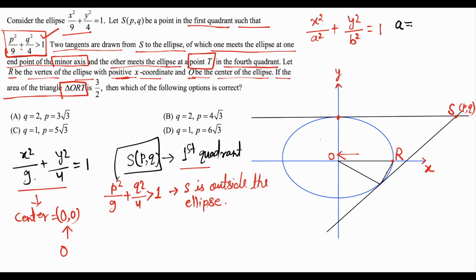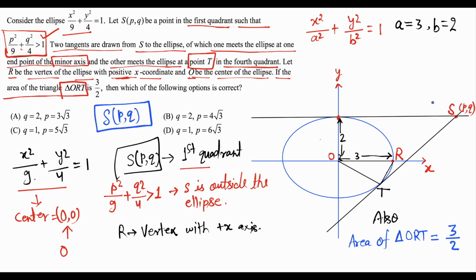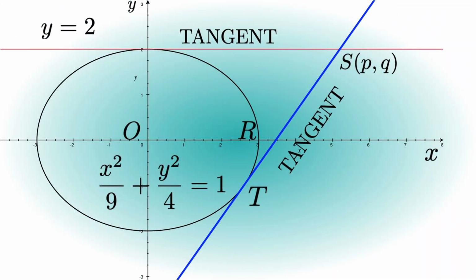The statement says that there is a point S(p, q) in the first quadrant and there are two tangents drawn from this point S to the ellipse. One tangent meets at one endpoint of the minor axis and the other touches the ellipse at a point T which is in the fourth quadrant. R is the vertex with the positive x coordinate, and it is also given that triangle ORT, O is the center, has area equal to 3 by 2, and we have to find p and q.